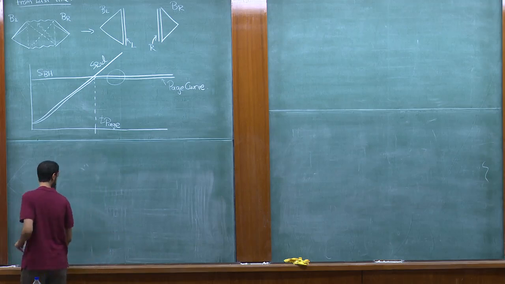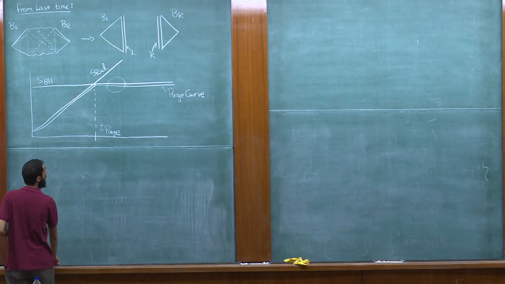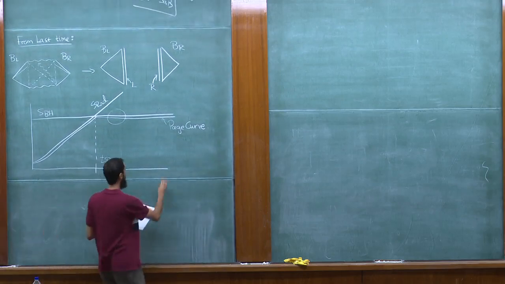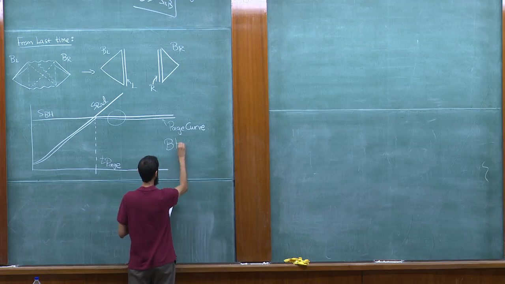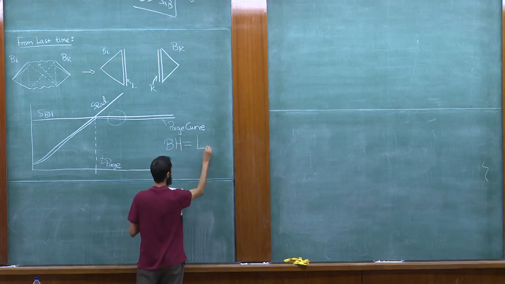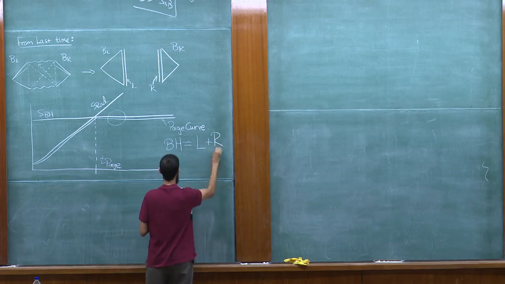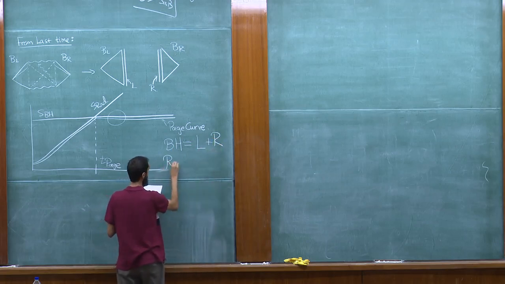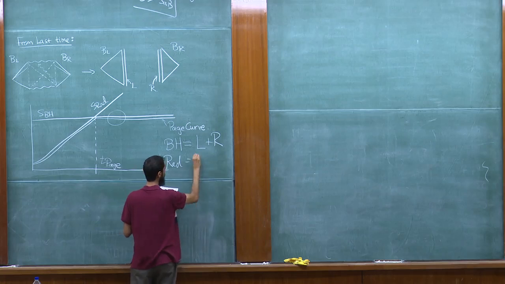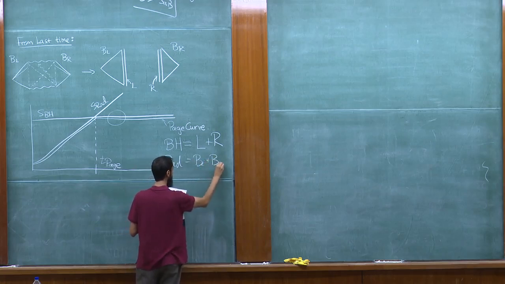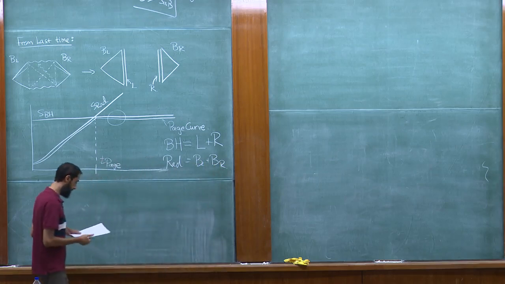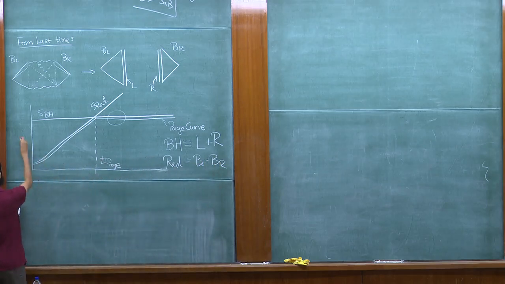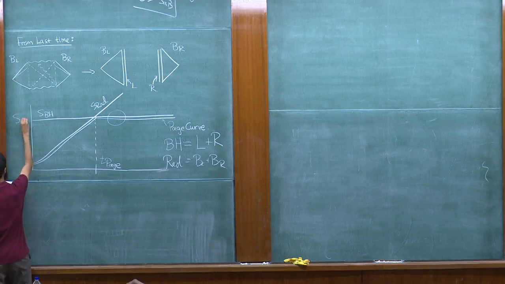It is natural to use the following convention, as I guess I've been using. The black hole will be the union of L and R. The radiation is equal to BL union BR. And we want to show that this is the entropy of both LR and BL-BR. So we want to reproduce this.